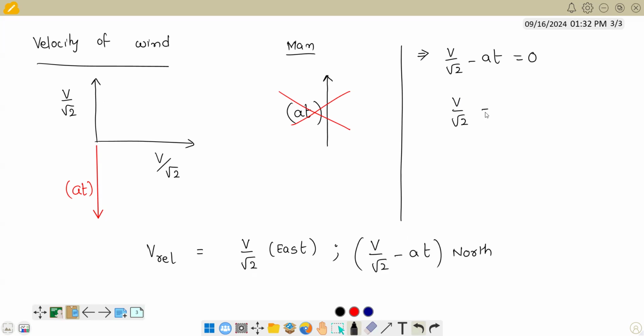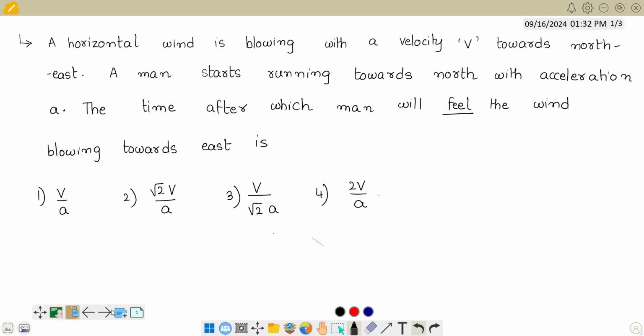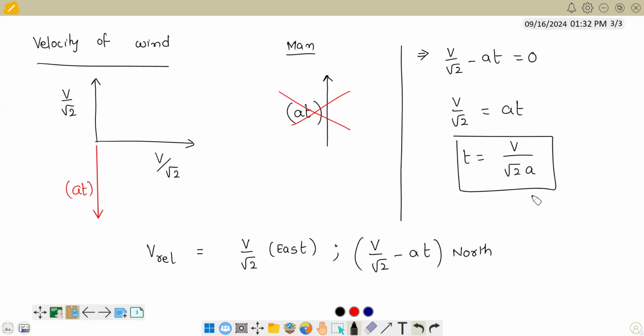So we can write v by root 2 equals at. So t would become v by root 2 a. So v by root 2 a would be my option 3. Here I will repeat, the person would feel that the wind is blowing only in one direction if relatively the velocity in the other direction cancels out. Hope you understood how I have solved. Thank you.